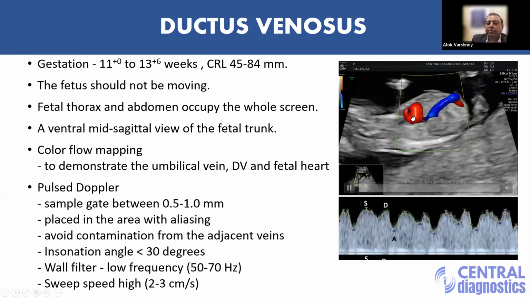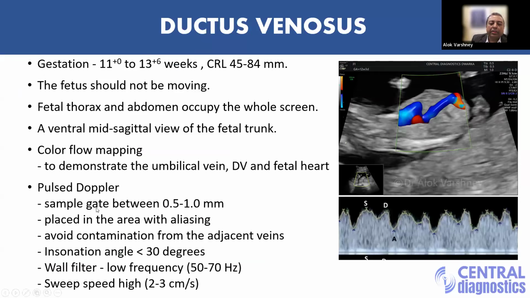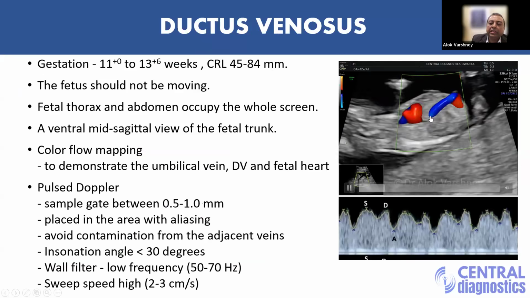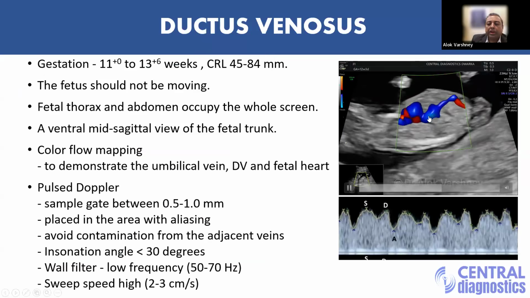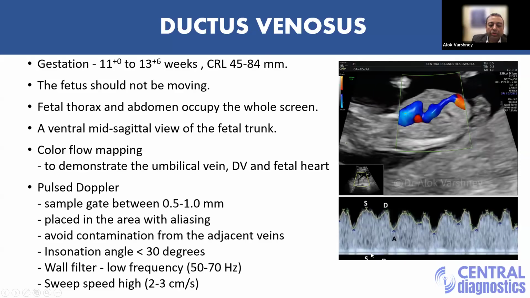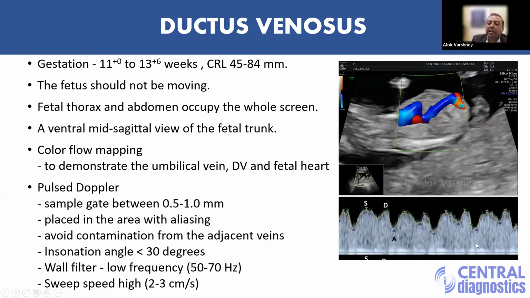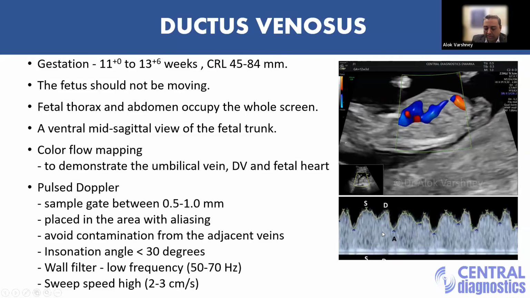So for the DV, in the mid-sagittal plane, we turn on the Doppler, magnify the image, and then we need to reduce the PRF. The sample gate should be kept as low as possible, 0.5 to 1 millimeter. We should place it in the area of aliasing over here, that's the bright appearing area. And try to avoid contamination from the adjacent veins. Keep the wall filter low and keep the sweep speed high, and you should see this sawtooth-like appearance in the waveform, and that's the S, D and A waves, a typical waveform of the ductus venosus.